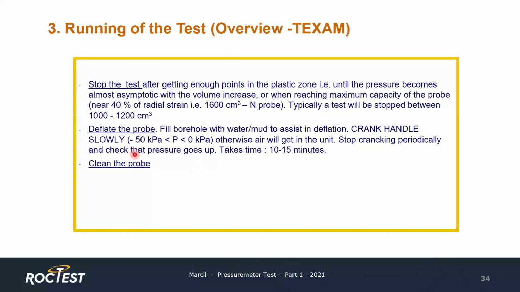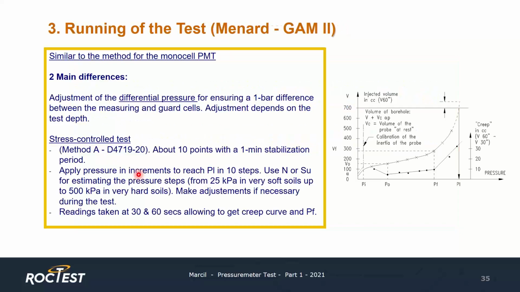And finally, the probe is deflated. Note that you have to deflate the probe by creating a negative pressure at the surface, so you have to crank slowly. If you go too fast, there's some air that can get into the unit. Finally, the probe is clean and the test can be repeated.